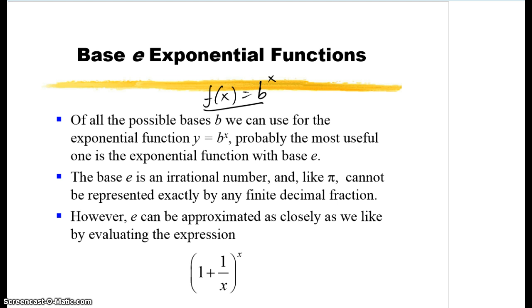Well, of all the possible bases b we can use, probably the most useful is the exponential function with base e. e is an irrational number, and like pi, cannot be represented exactly by any finite decimal fraction, right? That's why it's irrational. However, it turns out that e can be expressed as closely as we like by evaluating this expression here: 1 plus 1 over x, the quantity raised to the power of x.